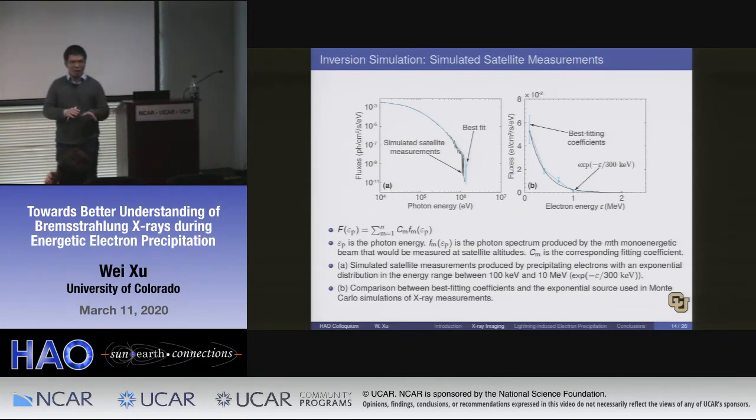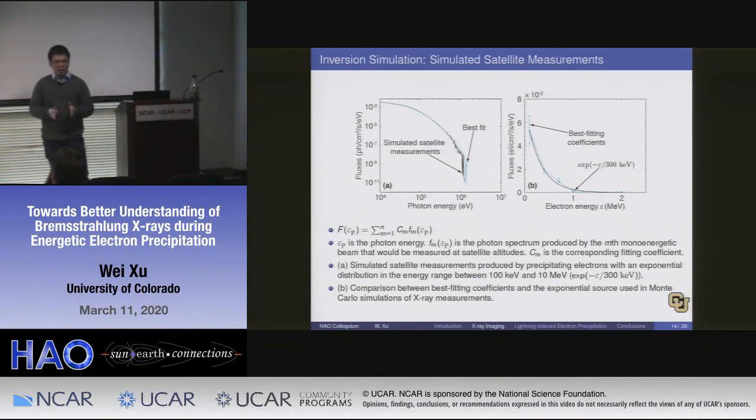These are pretty much monoenergetic simulations. For a real precipitation event with a given energy distribution, the energy spectra of X-rays is basically a weighted sum of those monoenergetic beams from different energy components. Basically, we can calculate that using this formula. For example, here, the precipitation source has an exponential energy distribution, the black curve here. We forward simulated the precipitation event and calculated the satellite measurements of X-rays at 500 kilometer altitude. That's the black curve here.